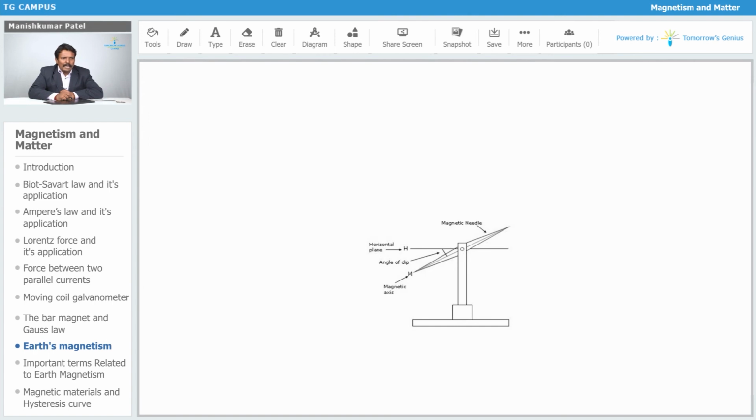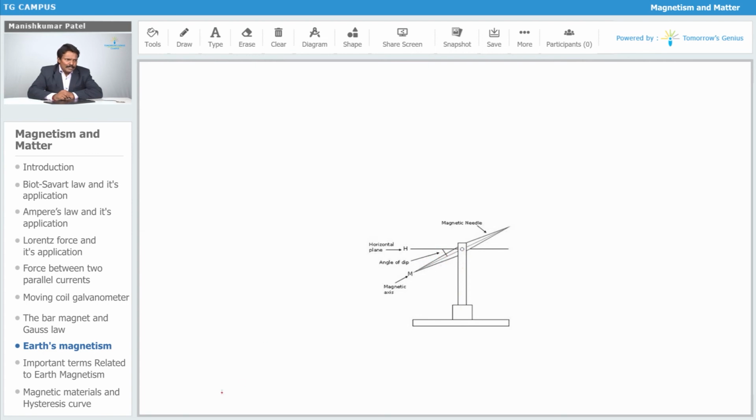So this is the angle of dip. The angle of dip is the angle through which the magnetic needle will move in the downward direction. This horizontal one is the horizontal component of the earth's magnetic field, this one is the vertical component, and this is your angle of dip, the angle through which the needle dips down when placed at a particular location.